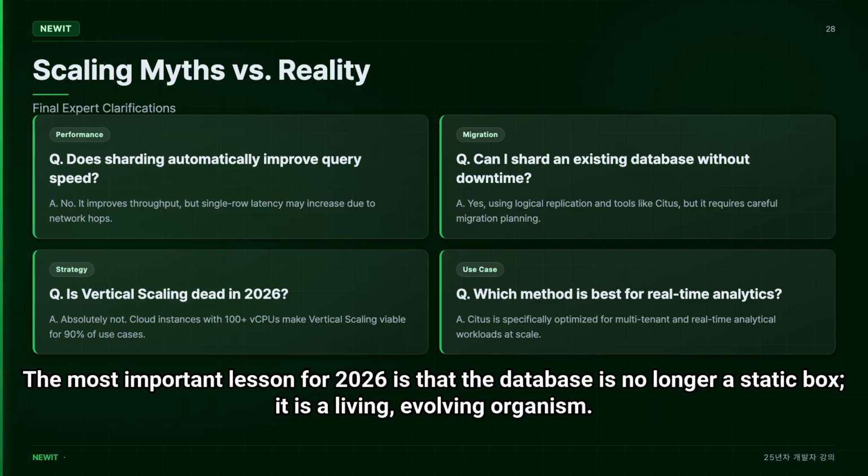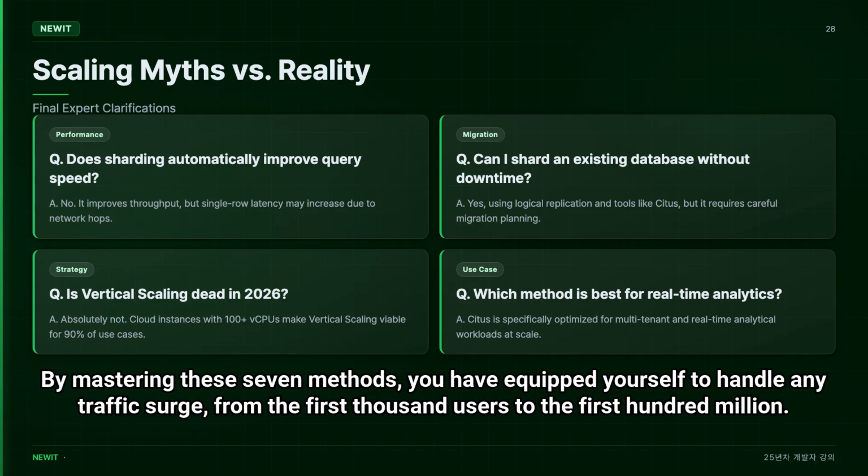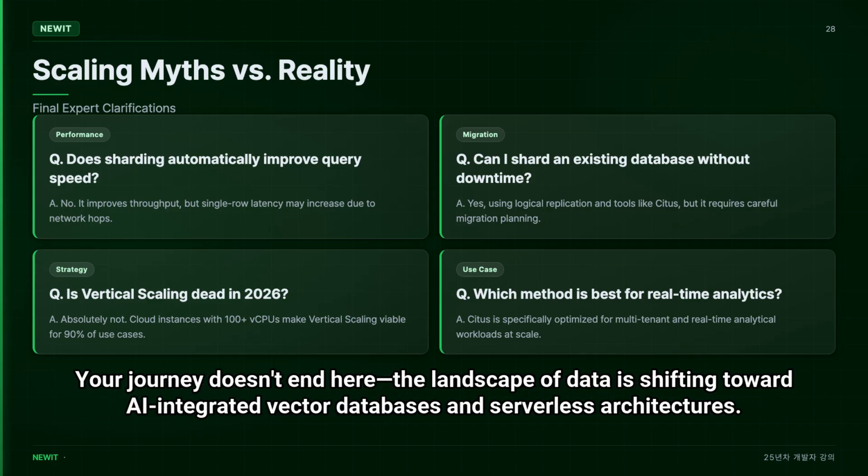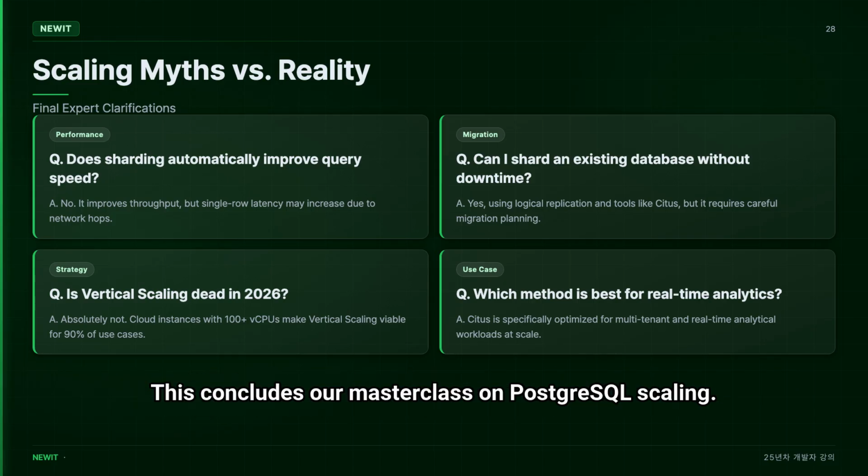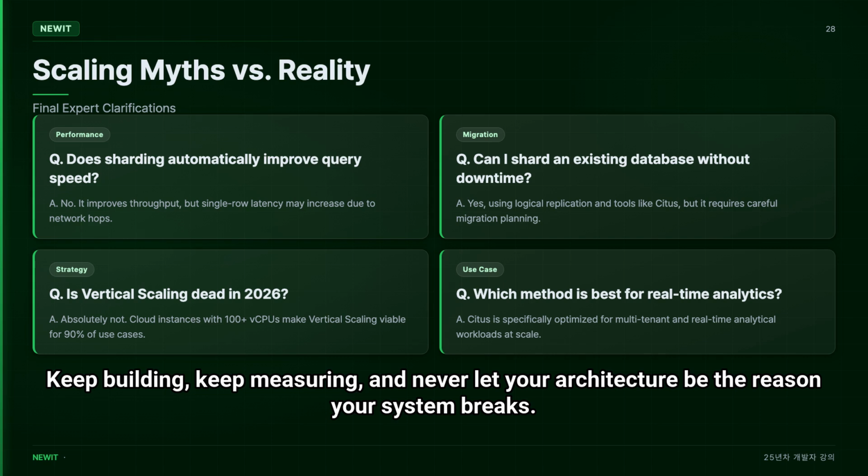The most important lesson for 2026 is that the database is no longer a static box. It is a living, evolving organism. By mastering these 7 methods, you have equipped yourself to handle any traffic surge, from the first 1,000 users to the first 100 million. Your journey doesn't end here. The landscape of data is shifting toward AI-integrated vector databases and serverless architectures. This concludes our masterclass on PostgreSQL scaling. Keep building, keep measuring, and never let your architecture be the reason your system breaks.